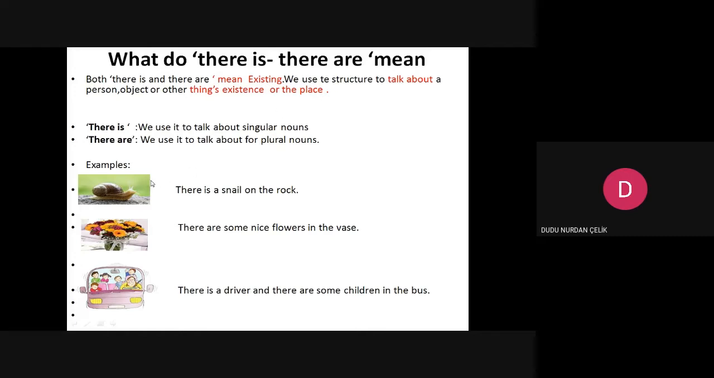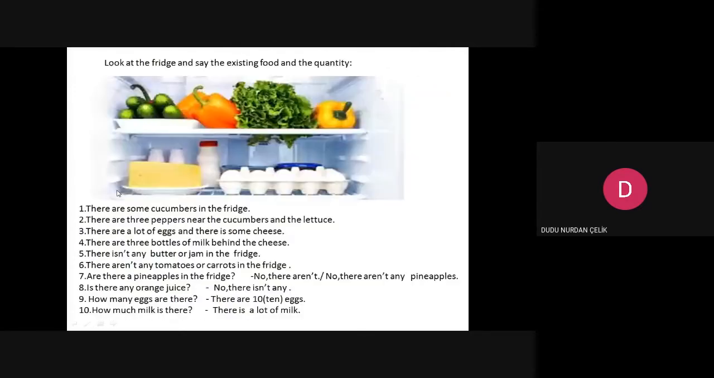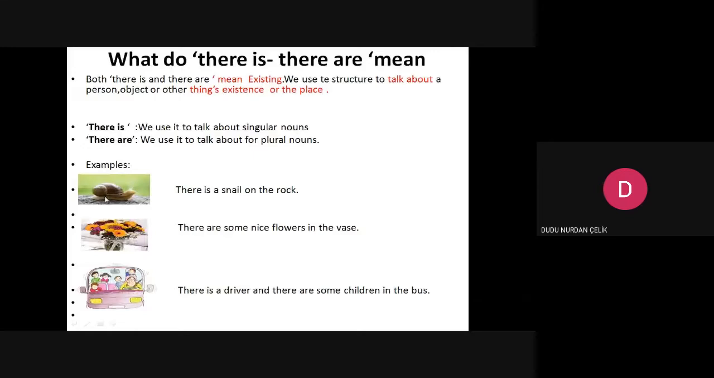Look at the pictures here. A snail. We can see a snail. This is a snail. We can see the snail and we can see the rock. So we can say the sentence with there is or there are. There is, we use it to talk about singular nouns, and there are is used to talk about plural nouns.